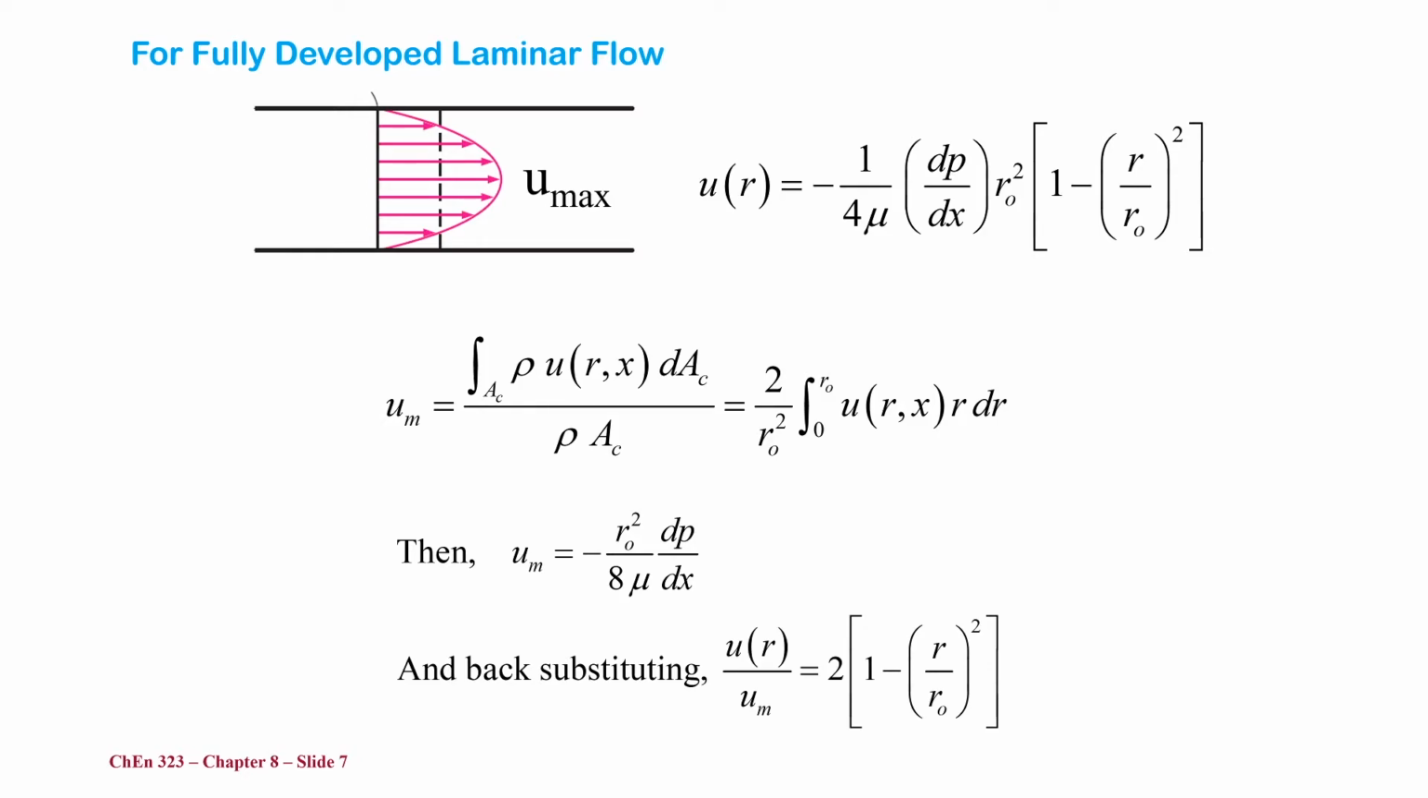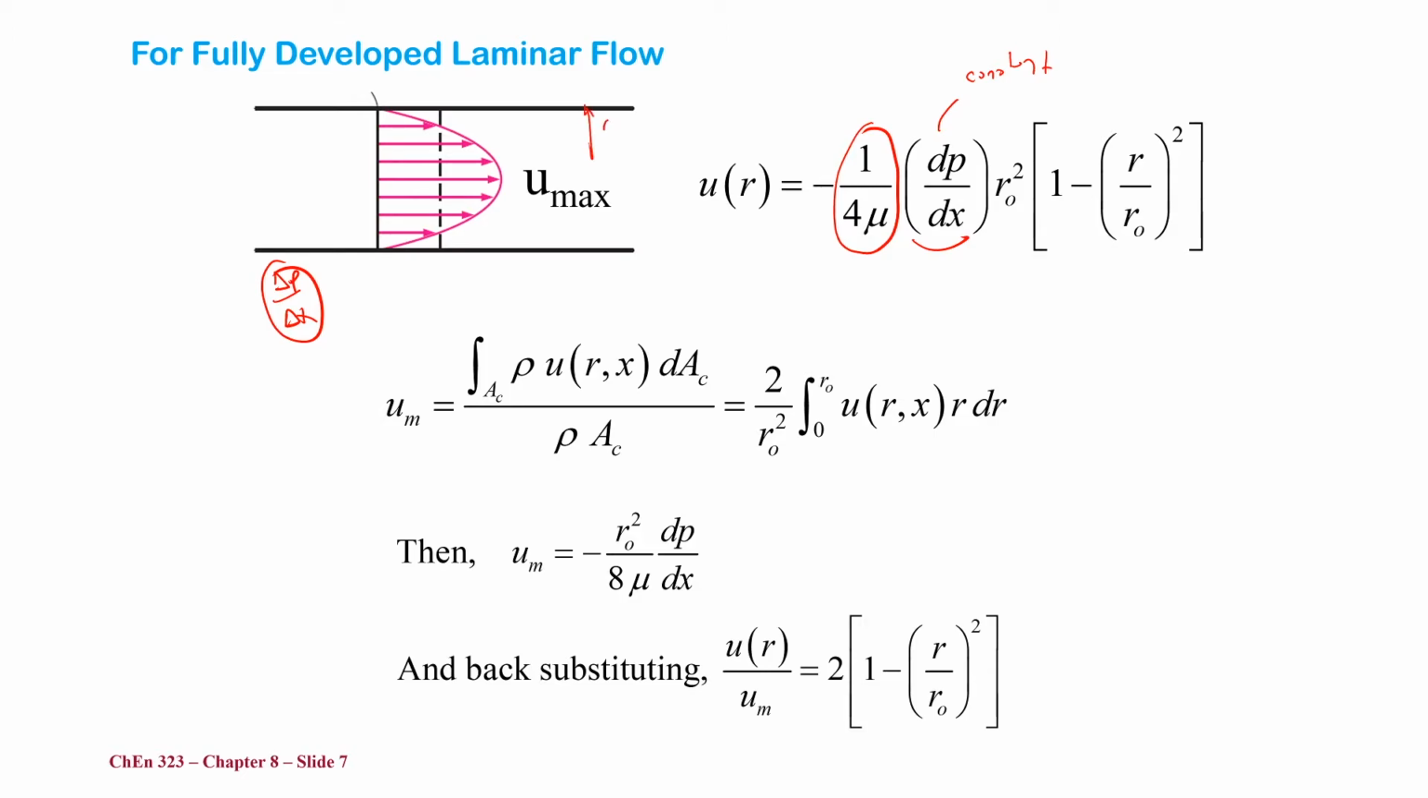So again, this is a reminder from fluids. If there's a pressure gradient here, delta P by delta X, and this pressure gradient is the driving force for the flow, the velocity profile will be minus 1 over 4 mu times the pressure gradient. This is usually a constant.